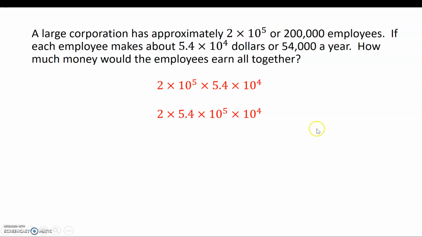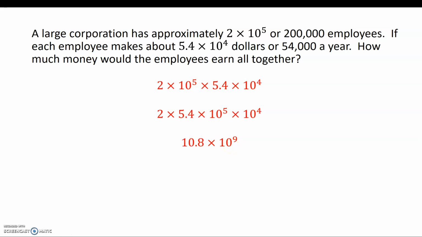This isn't like that because it's multiplication. So this is going to be a different set of rules for multiplying and dividing numbers that are in scientific notation. But again, I would multiply your first factors first. So 2 times 5.4 is going to get you 10.8. And then when you combine 10 to the 5th with 10 to the 4th, you should be adding together the exponents. That would give you 10 to the 9th.